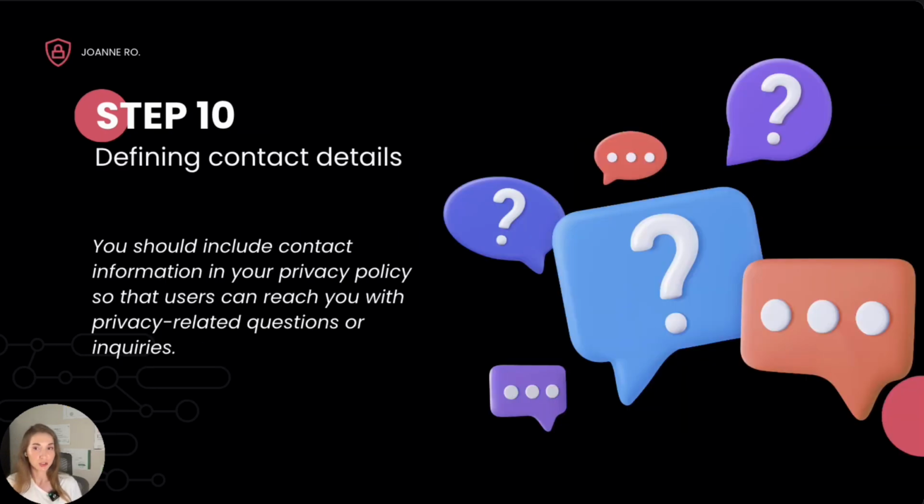And the last but not the least step which we'll talk about today is defining contact details in your privacy policy. You should include contact information about your company and the person responsible within your company, so the users can reach you regarding any privacy-related questions or inquiries that they may have while engaging with your services. This usually includes an email address of your company or a person responsible within your company, sometimes a postal address, and sometimes a phone number. So it depends, but a minimum set of contact details you will need to include in your privacy policy as well.